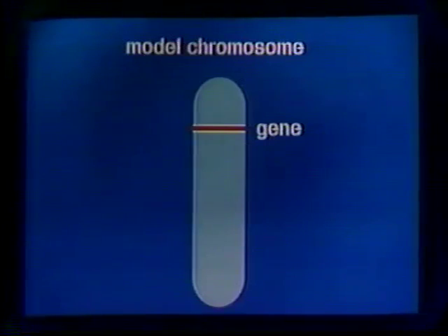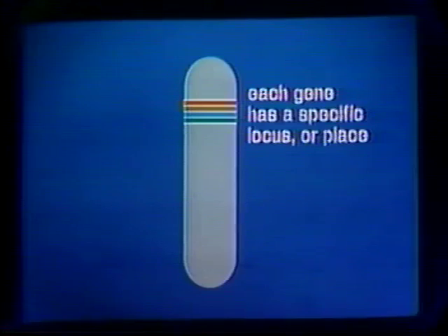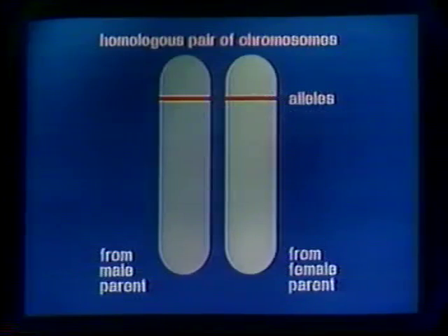A gene may function by itself to control a specific trait, or it may interact with several other genes. In any event, a gene is too small to see and is indicated by the single colored bar on this simplified model chromosome. Genes occur in a fixed linear order on the chromosome. Thus, each gene has a specific locus, from the Latin word for place. Genes ordinarily occur in pairs, each occupying the same locus on each member of a homologous pair of chromosomes. Thus, one gene comes from the male parent and the other from the female. Such genes are often called alleles, from a Greek word meaning each other, because they function together with each other to determine specific traits.